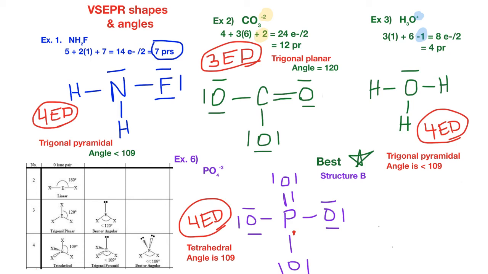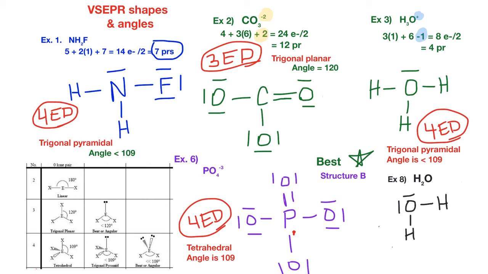Let's do one more just to make sure we're 100% clear. Here we'll do a classic example of water. The Lewis dot structure for water should look like this. Now I want you to try it all on your own. Count the electron domains, then figure out the shape and the angle. Pause the video and see if you can get it. Okay, so hopefully that one wasn't too hard. You should have gotten 4 electron domains. And now there's 2 lone pairs, so that shape is going to be called bent. That's what we're going to call it in this class. And then the angle should be less than 109.